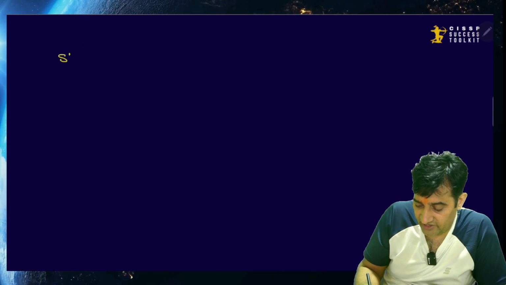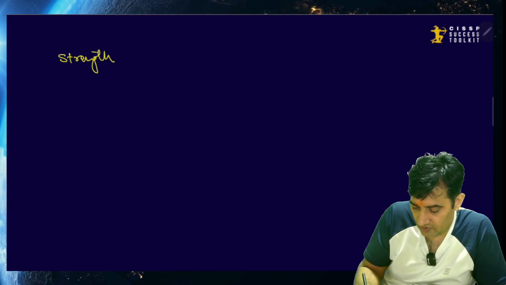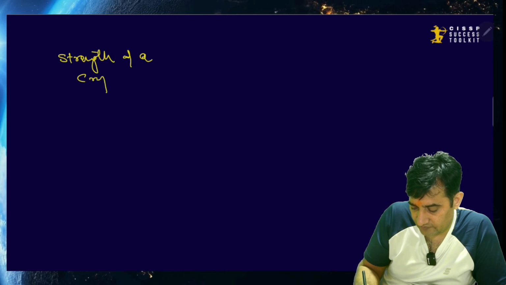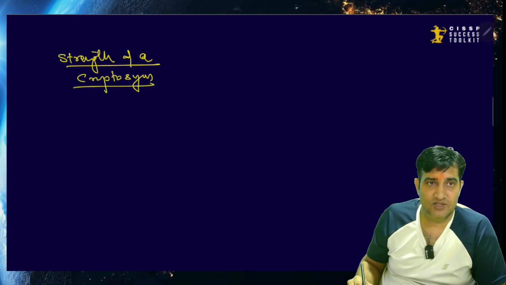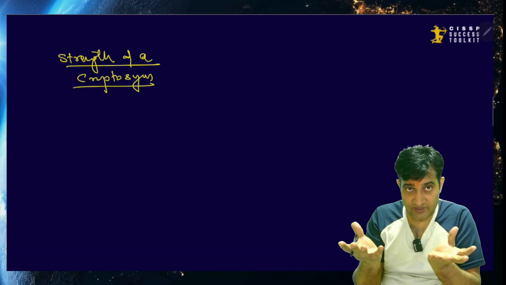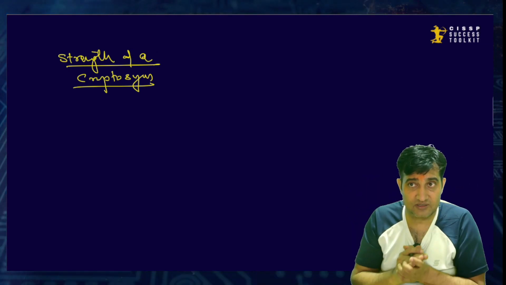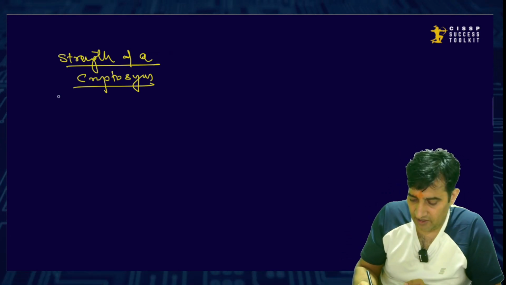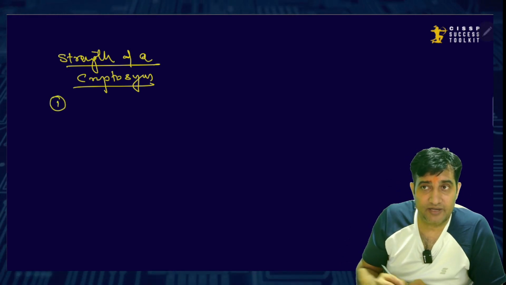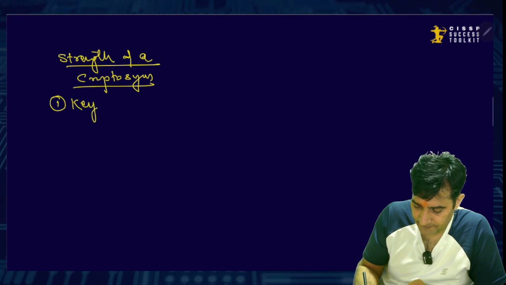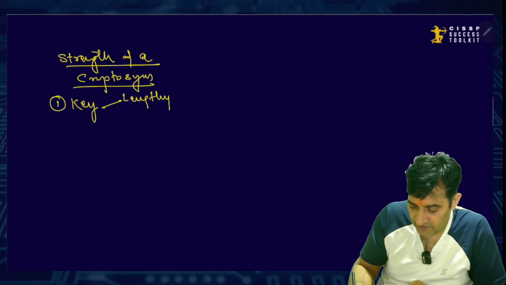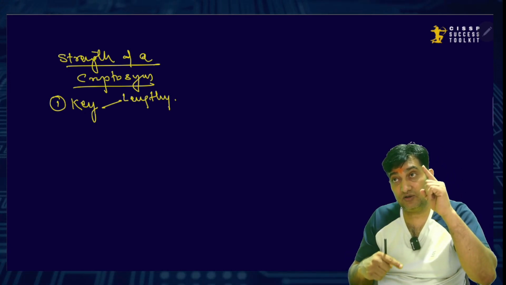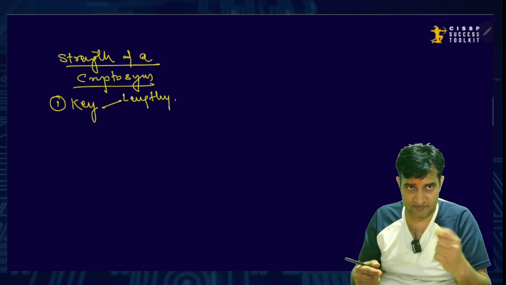So the strength of a crypto system is decided by certain factors. The overall strength of a crypto system is dependent on certain factors. What are those? Number one, key. This key has to be lengthy. The lengthier the key, the more difficult it is to break a crypto system.